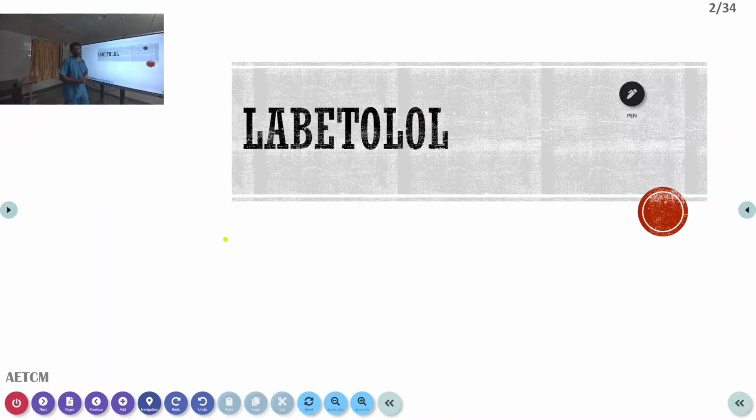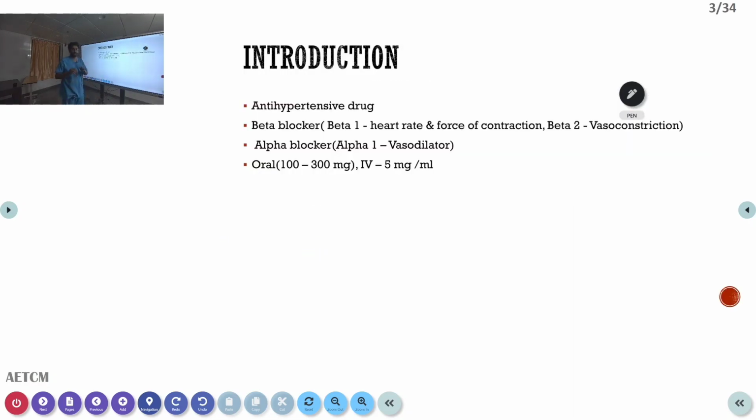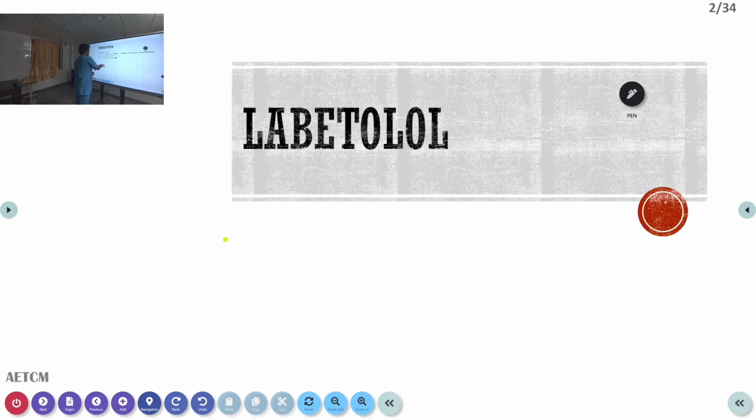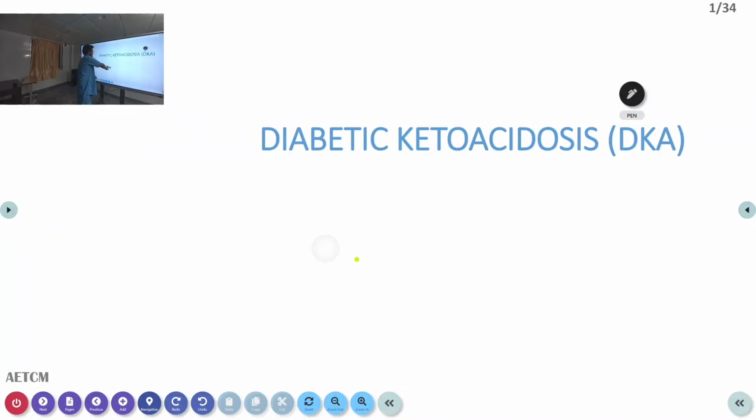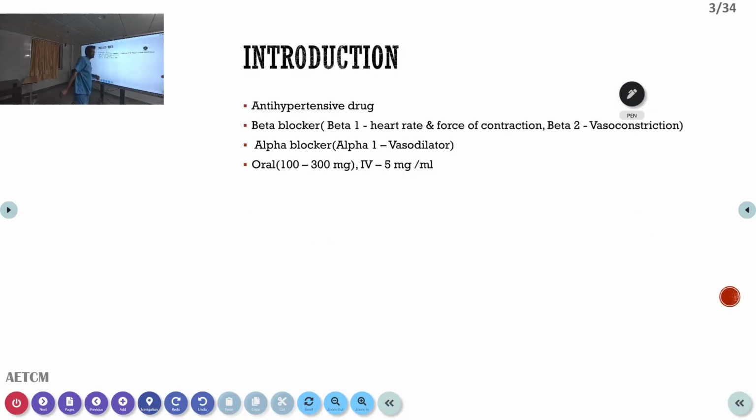Today, we are going to discuss a new drug, Labetalol. Labetalol, as the name suggests, is an alpha plus beta blocker. Labetalol contains a LOL, which is part of a beta blocker, and an A, which means that it contains both alpha plus beta action.